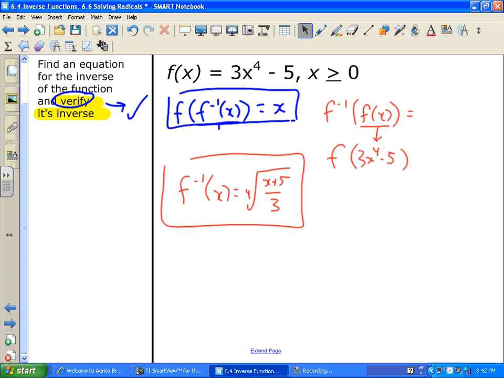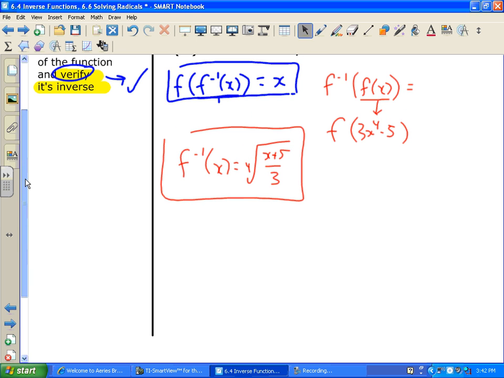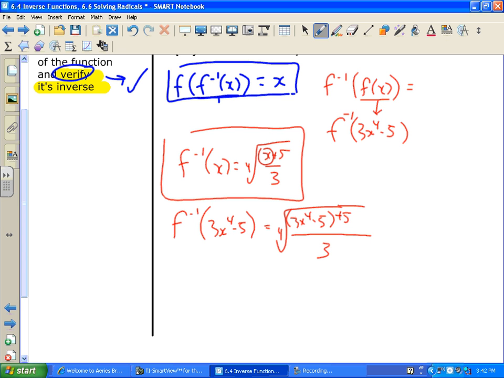F negative 1 of x equals the fourth root of x plus 5 over 3. I need to find f negative 1 of 3x to the fourth minus 5. That's going to be the fourth root of 3x to the fourth minus 5. There's me substituting in for that x right there. Then I'm going to add 5 to it, and I'm going to divide by 3.